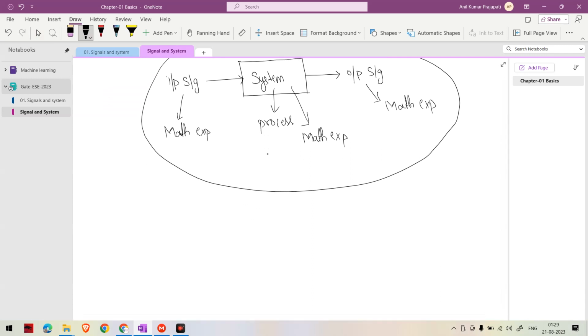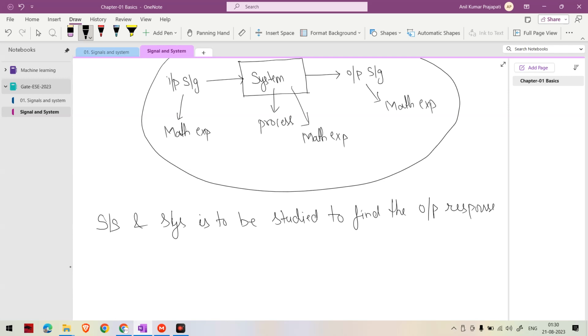So I will write it formally. Basically, signal and system is to be studied to find the output response for the given input and system expression.